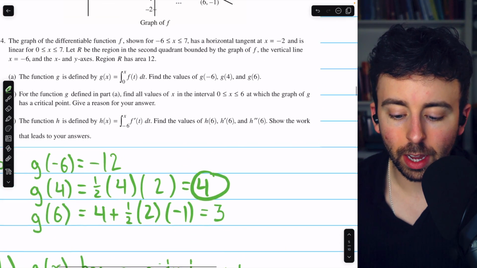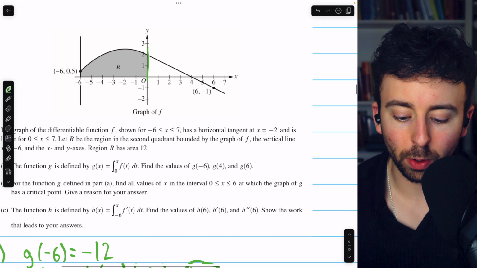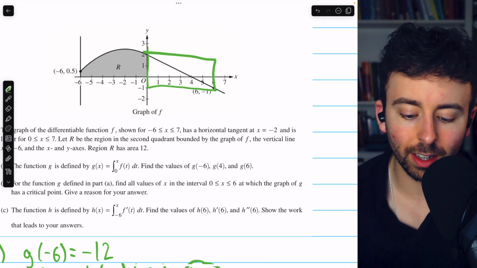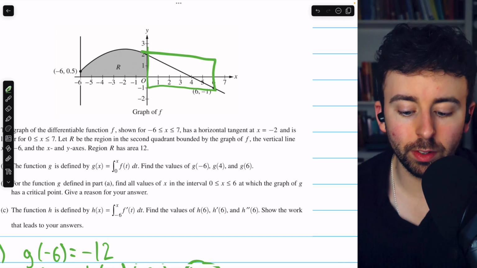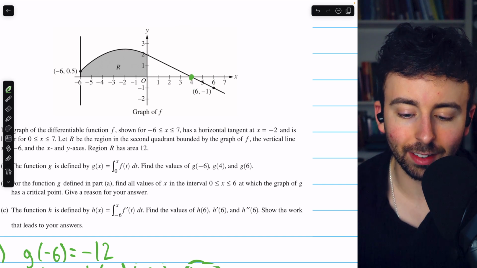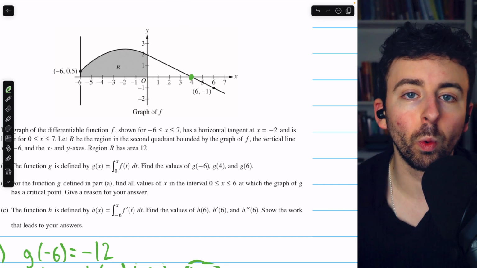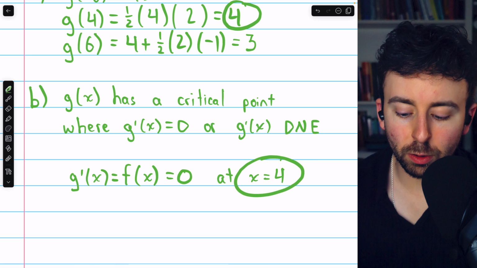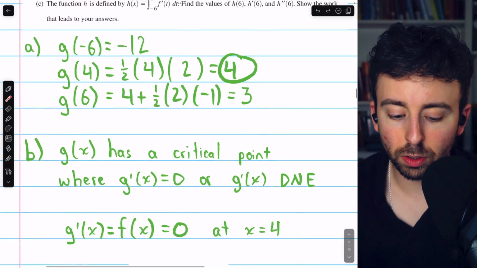Hence, the only places we have to look for critical points are where f of x is equal to 0. And from the graph, again focusing on the interval from 0 to 6, we see that f is equal to 0 at x equals 4. So that is our one critical point. That's the only critical point, and so that completes our solution to part B.